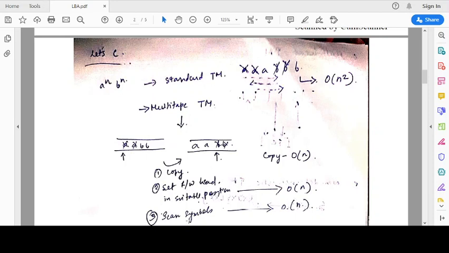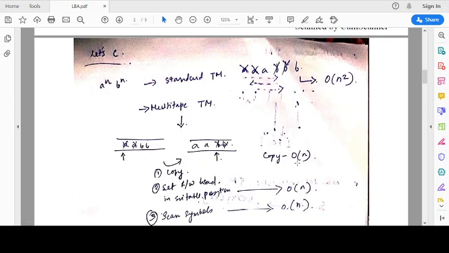And finally, in the third step, we are going to scan the symbols. So how are we going to scan the symbols? We will scan the a first and mark it as x. We will scan this b, mark it as y. We will scan the next a as x and the next b as y, and we are done. And it will take only order of n time, because we are not moving to and fro, and we are not supposed to exhaust all the symbols repeatedly.